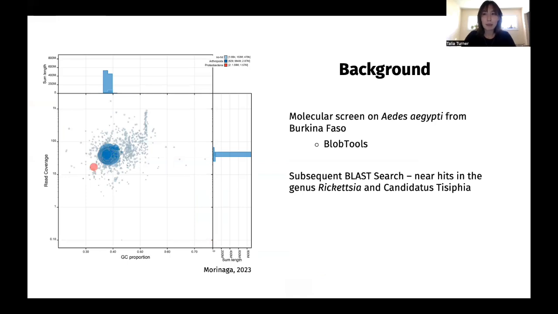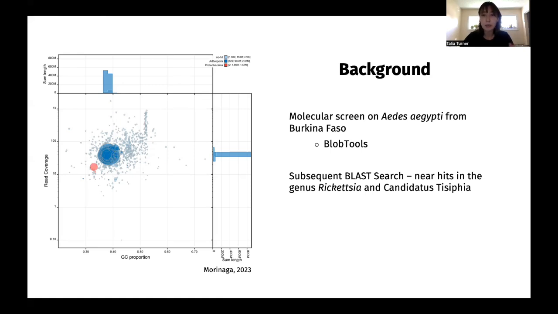Prior to me beginning my work over the summer, a postdoctoral scholar in the lab, Dr. Morinaga, was performing a molecular screen on the yellow fever mosquito. And he was running a decontamination software called BlobTools, which partitions your sequences based on their taxonomic origin. And what you can see from this figure over here is that there are two main clusters, with the larger blue cluster being for arthropods, which makes sense because we're talking about a mosquito sample, and then a smaller red cluster, which was a hit for proteobacteria.